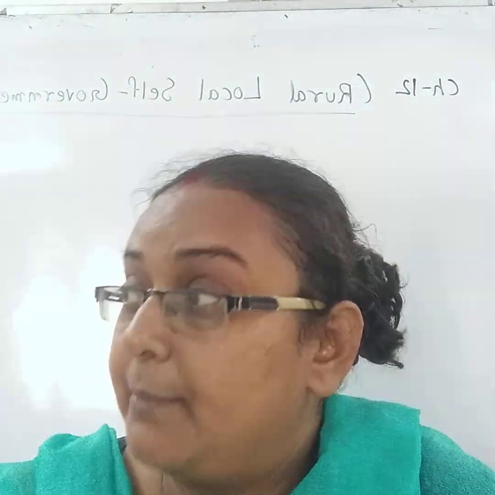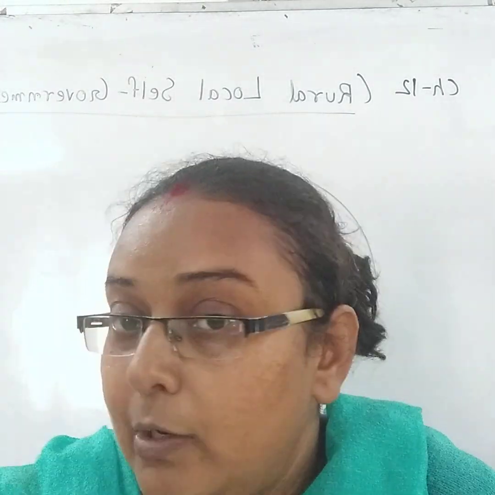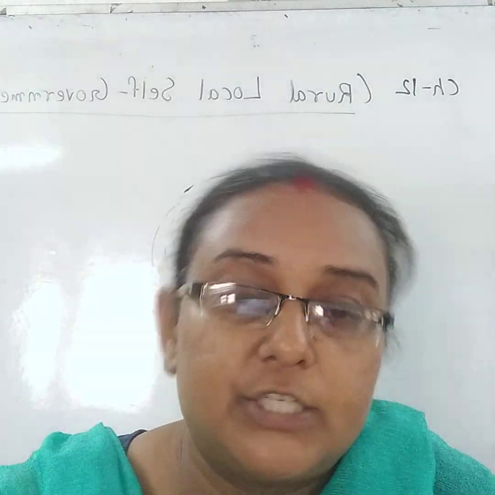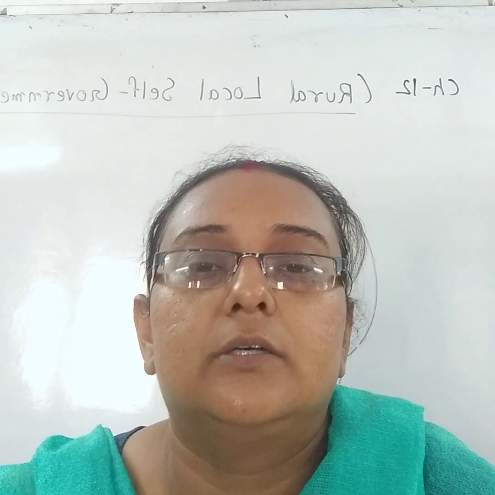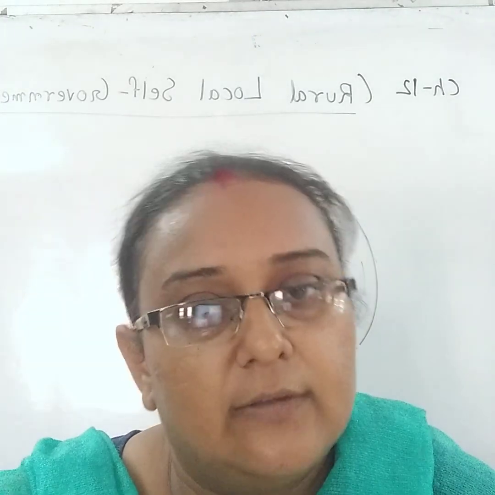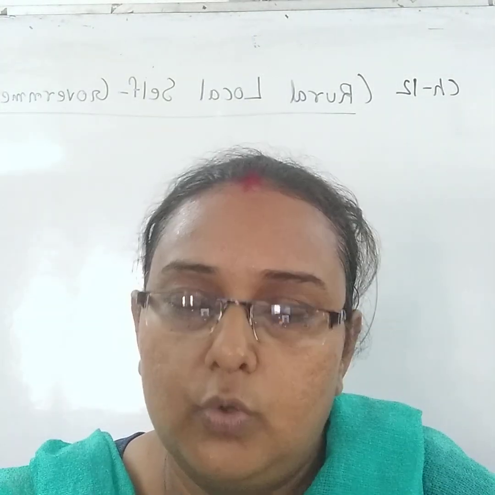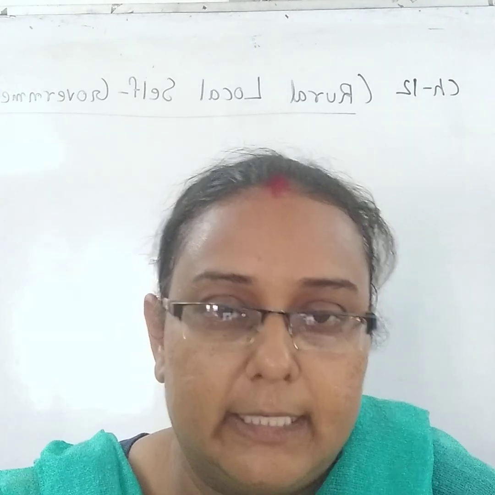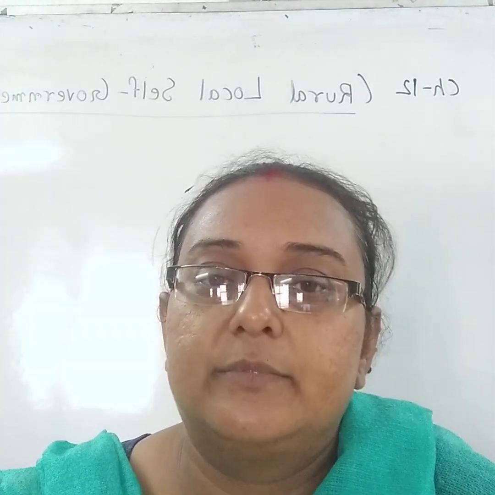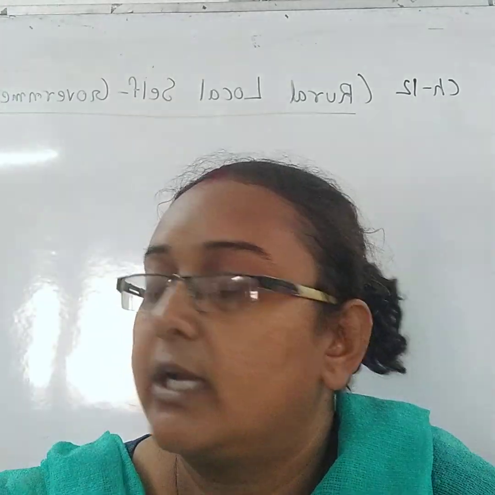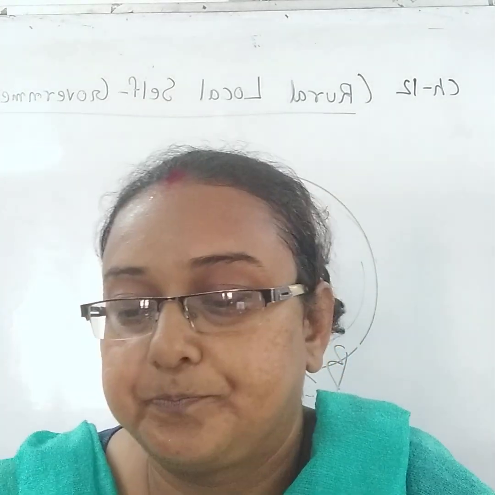Chapter 1 Mesopotamia we have already done in our school. We have completed copy corrections. Everything is done. And now chapter 12, which is rural local self-government, we had already done in the school only. Reading part and all explanation had been done. But again I am sending you this video class so that you can understand it carefully.